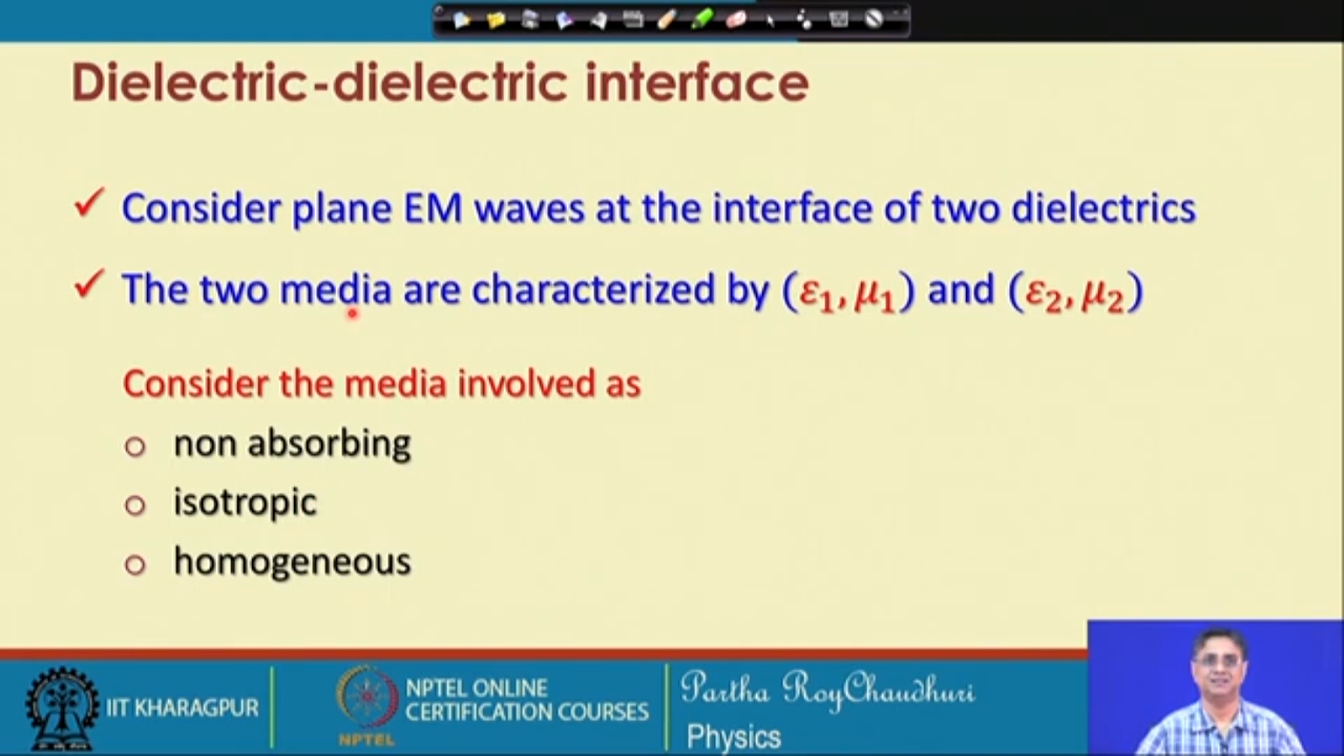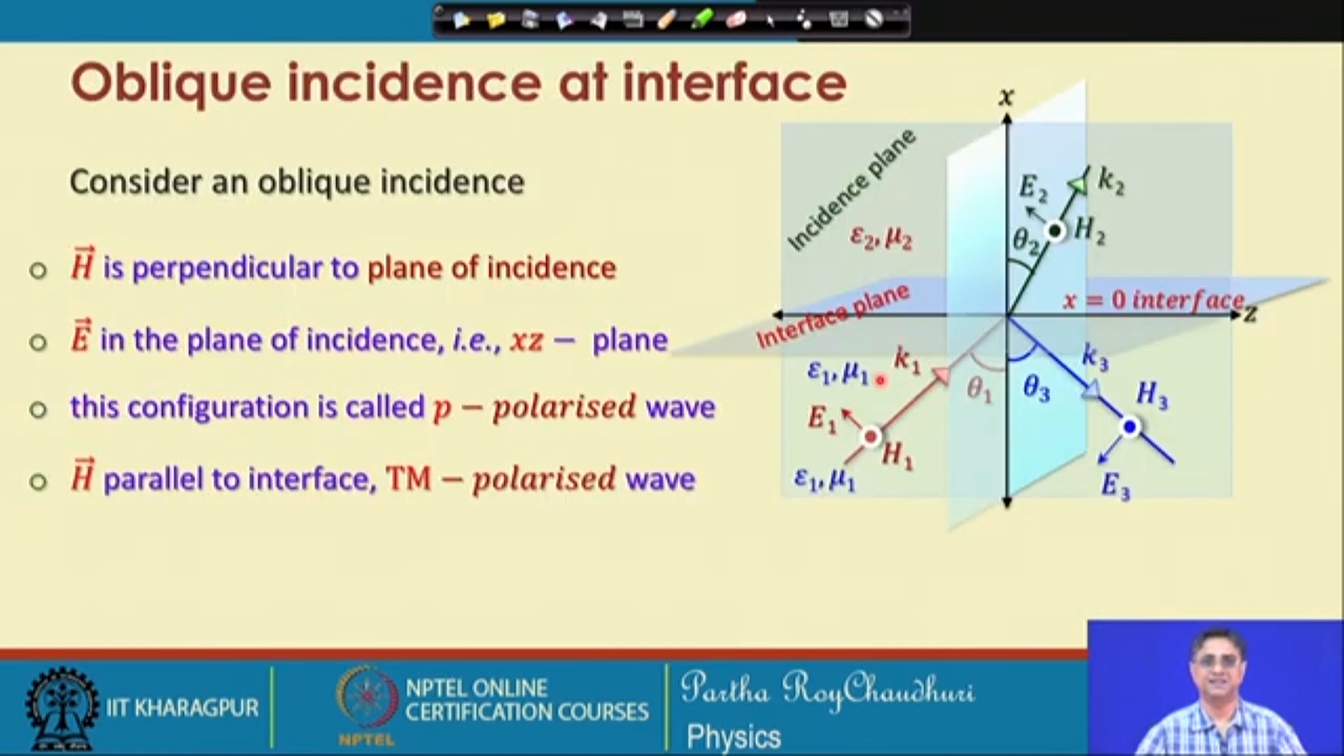Now, let us consider the plane electromagnetic waves at the interface of two dielectrics, and these two dielectrics are characterized by the properties, the permittivity and the permeability as epsilon 1 and mu 1 for the first medium, that is one of the media, and the respective quantities epsilon 2 and mu 2 for the other media. So, let us first consider oblique incidence at the interface.